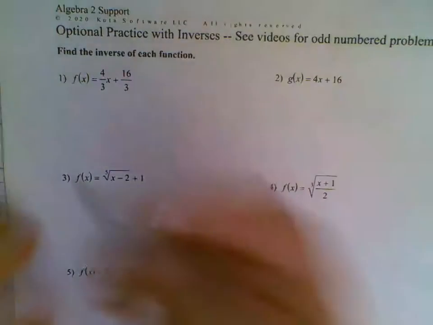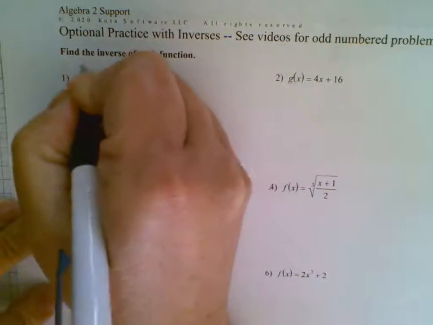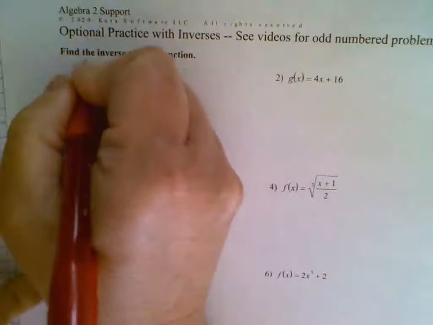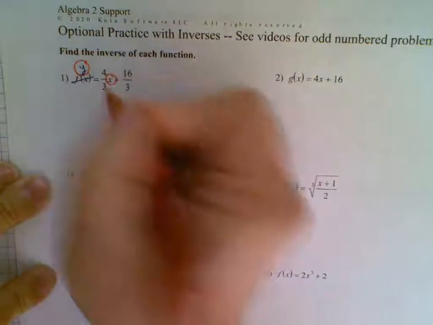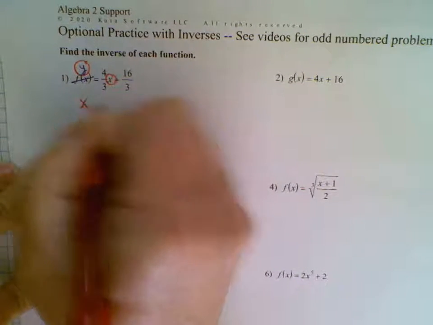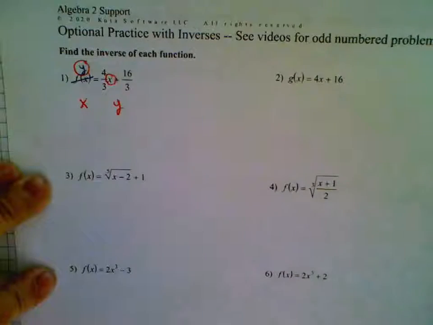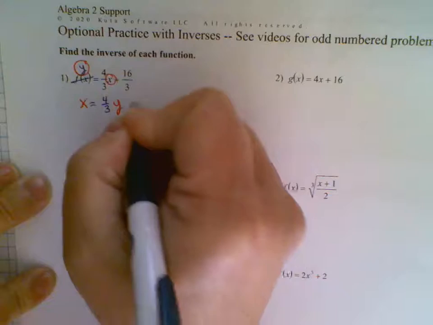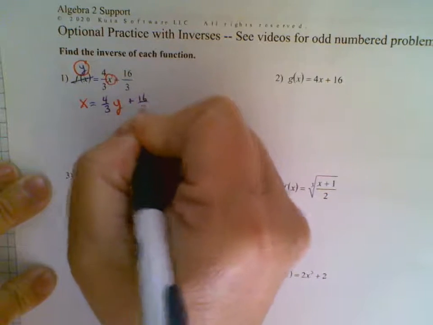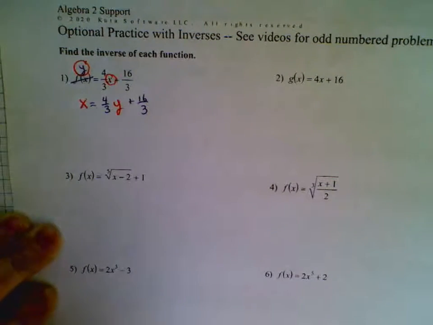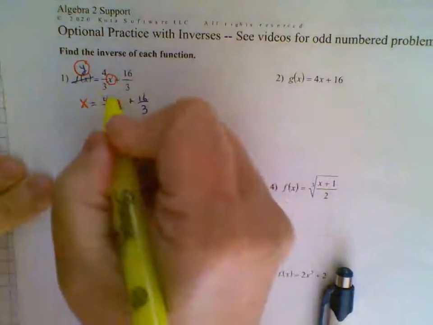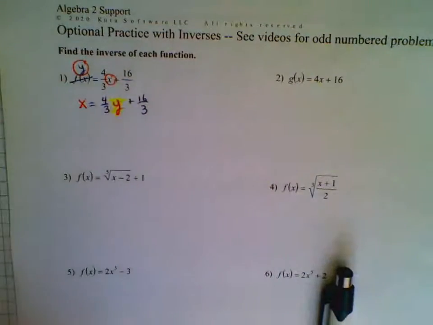So first thing, of course, f of x is just y. So first thing is we're going to switch my x and y. So this is going to become x equal to 4/3 y plus 16/3. So all I've done is switch the x and the y. Then I want to get this y by itself. I want to isolate that.